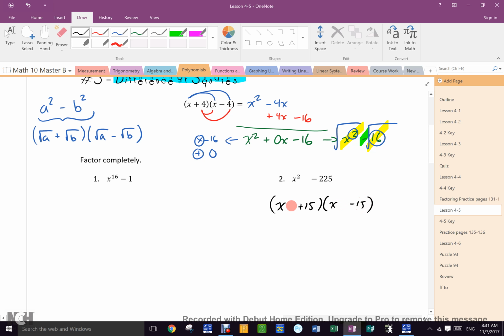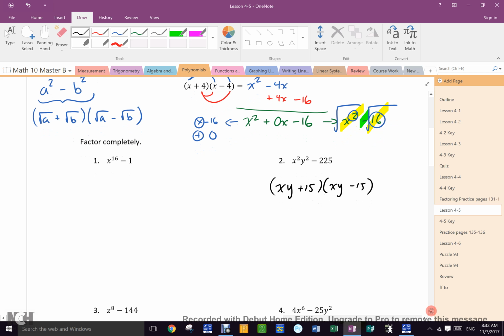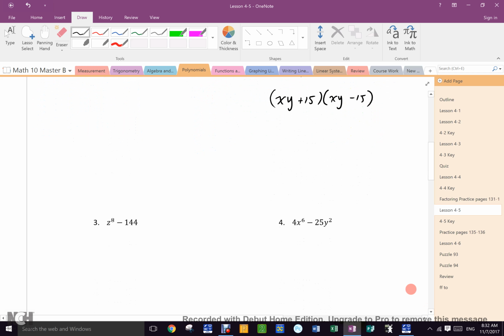Now I've left a blank space here. Why? I've left that blank space there for the y. What's the square root of y squared? Y. And it's done. Is everybody with me? It is this easy. Now I want you to skip down to number 4.